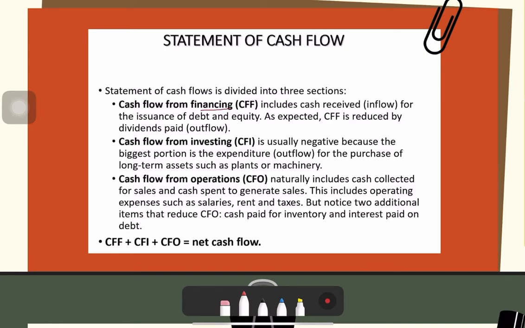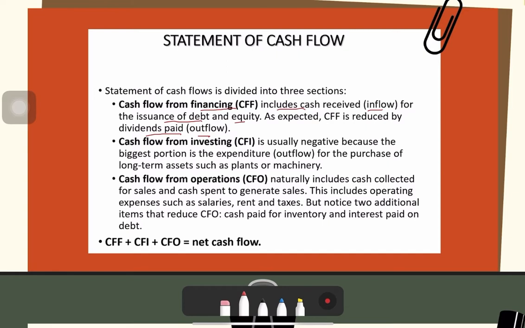Cash flow from financing includes cash received from inflow, like when we issue debt and equity. When we issue debt and equity, there is actually a cash inflow, because when the investors buy the debt or the equity from us, there is an inflow to the business. As expected, CFF is reduced by dividends paid. When we pay the dividend to our shareholders, there must be an outflow because the cash goes to the shareholders.